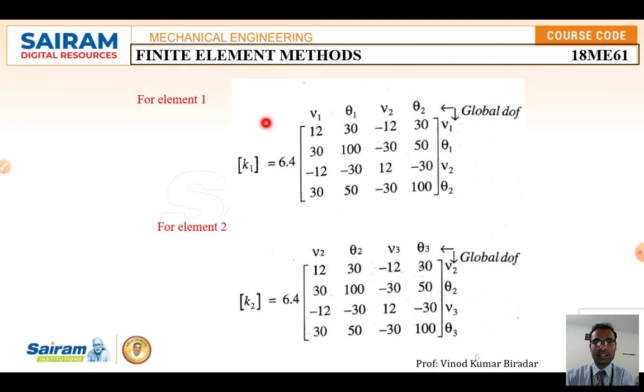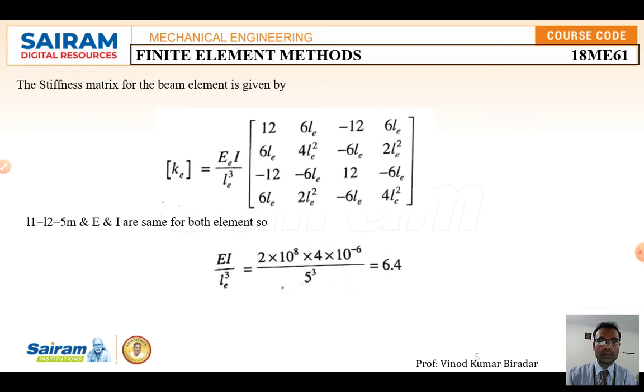After calculating the stiffness matrices for element 1 and element 2, you write them down and you are going to get the two matrices. Here the degrees of freedom are V1, theta 1, V2, theta 2 for the first element, and V2, theta 2, V3, theta 3 for the second element. The degrees of freedom vary from element to element: in element number 1 up to theta 2, in element number 2 theta 2 to theta 3. How? Look at the diagram here.